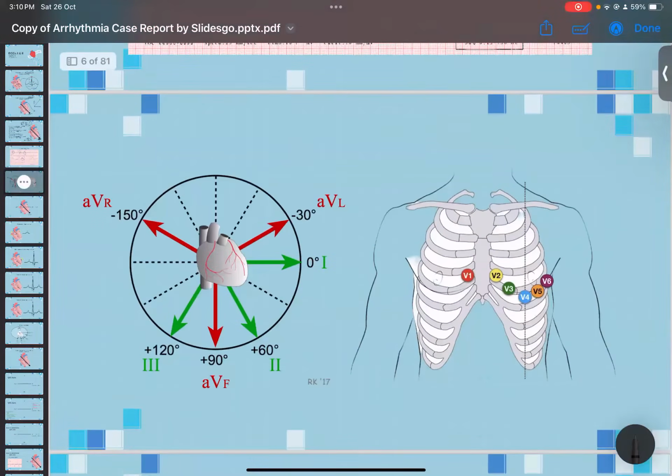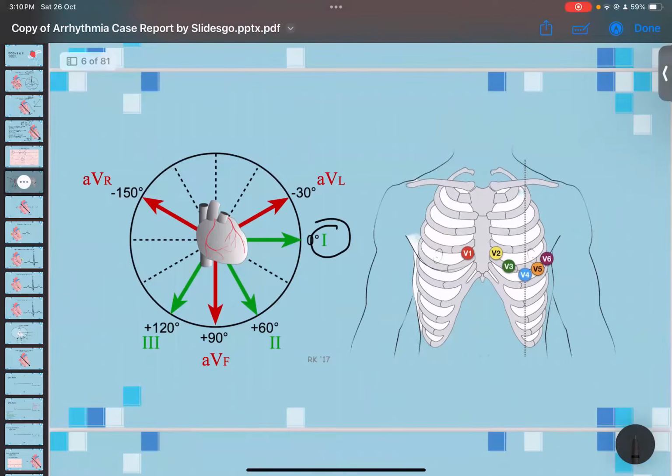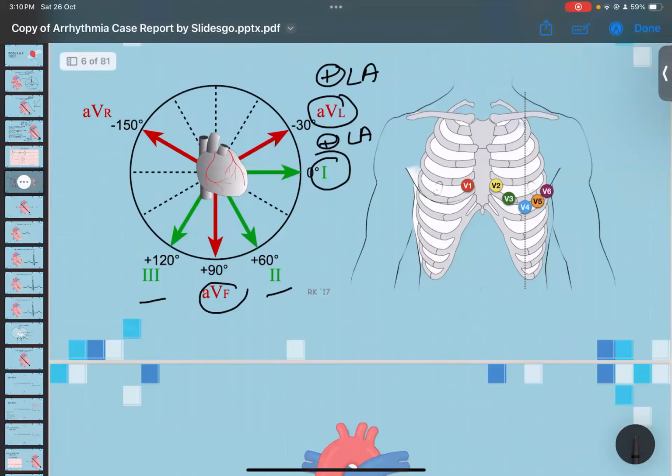For leads 1, 2, and 3, lead 1 has its positive electrode placed on your left arm. Same with aVL, the positive electrode is placed on your left arm. With aVF, your positive electrode is placed on your left leg.